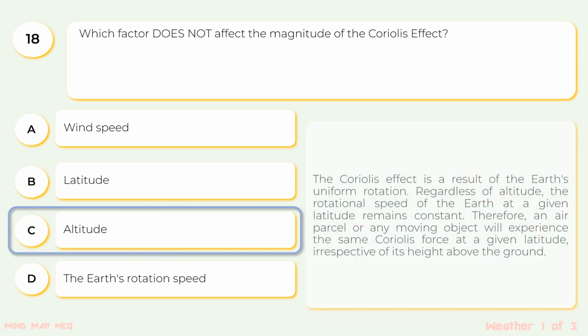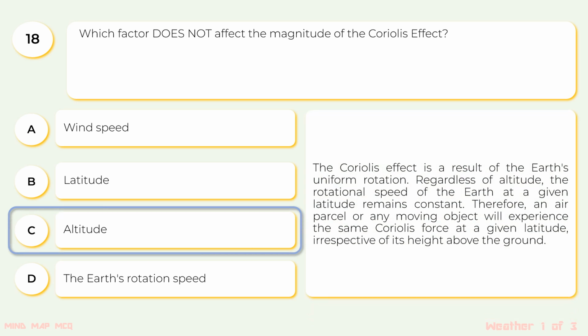Altitude. The Coriolis effect is a result of the Earth's uniform rotation. Regardless of altitude, the rotational speed of the Earth at a given latitude remains constant. Therefore, an air parcel or any moving object will experience the same Coriolis force at a given latitude irrespective of its height above the ground.